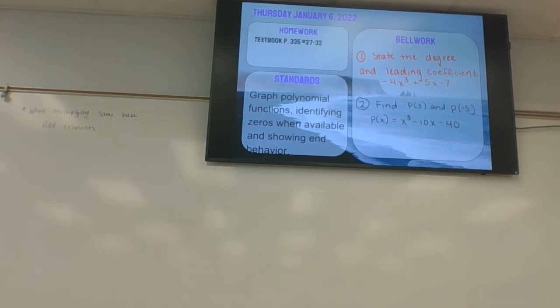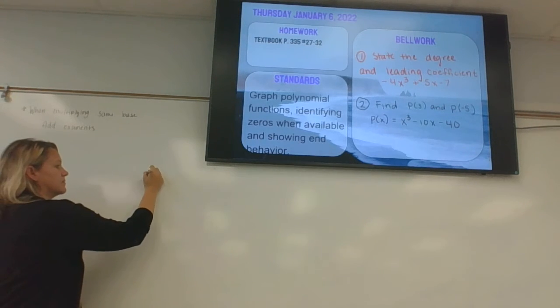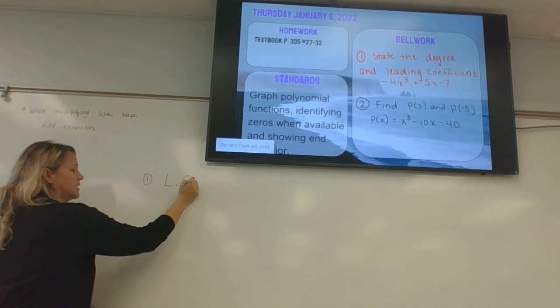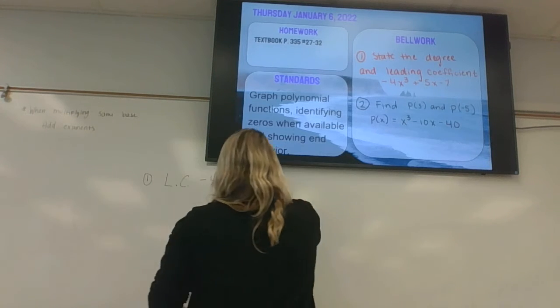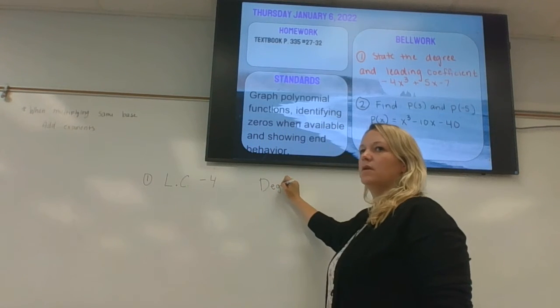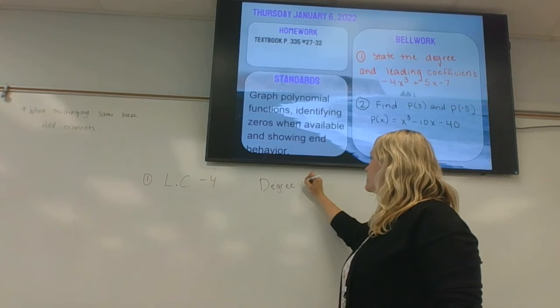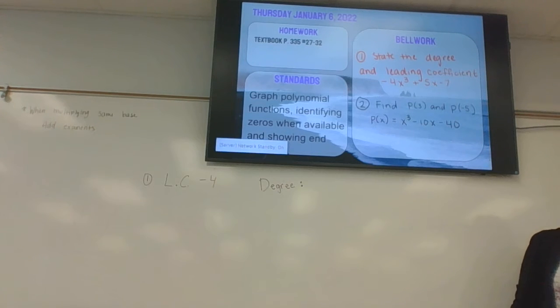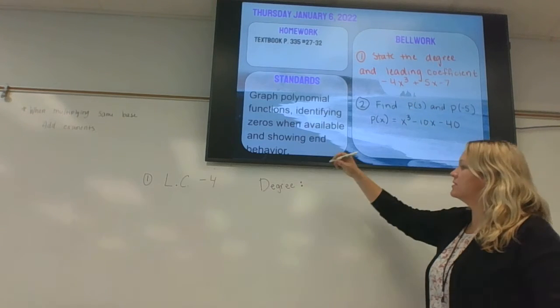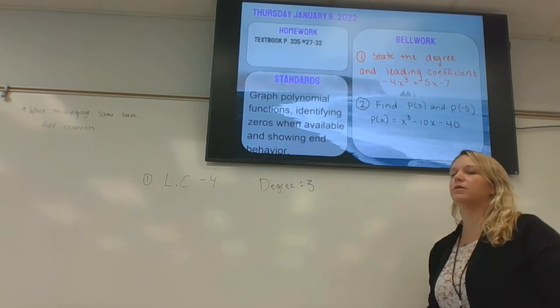Ava, what's the leading coefficient in number 1? -4. The leading coefficient being the number in front. LC, leading coefficient, -4, the number in front. Next group. Degree. Nathan or Brian, do you guys remember what the degree is? The exponent. So the degree of this one is 3. It's a cubic function, a 3rd degree polynomial.